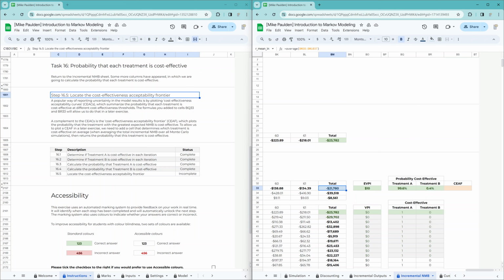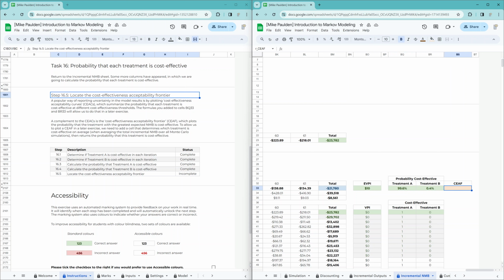And that can happen when there's a skewness, where there are fewer iterations where treatment B is cost effective, but on those iterations, the incremental net monetary benefit is much greater than the loss on those other iterations, right? And this can happen. Okay, so what do we need to do? We need to pull in either this value or this value, depending on which treatment is cost effective.